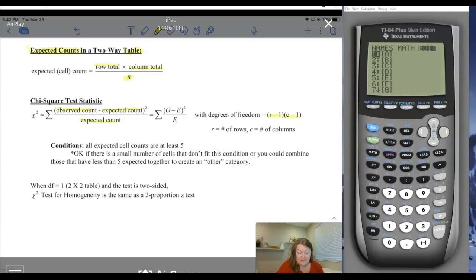Conditions are still the same. Expected cell count should be at least 5. It's okay if there's one item in the entire table that's just slightly less than 5. You just note it and say, we'll continue, it's good enough.